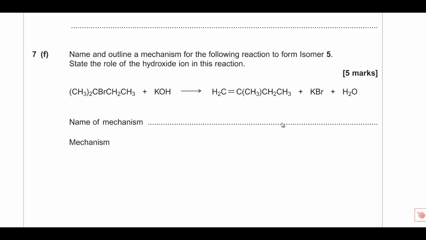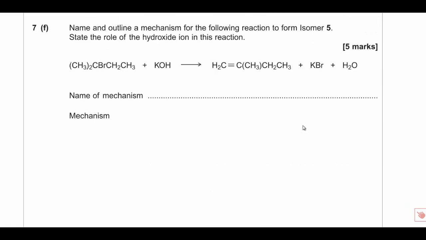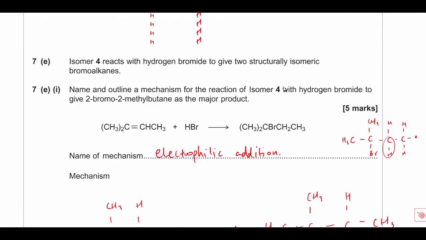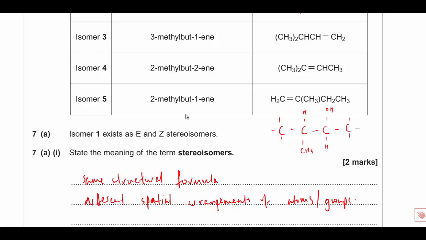Boom. Oh, another mechanism. There's 21 marks this question's worth. Unbelievable. So 51 minutes in at the minute. State and outline a mechanism for the following reaction to form isomer 5. So isomer 5, where are you? Scrolling up about a mile here. Look, it's taking me forever. 2-methylbutanone.